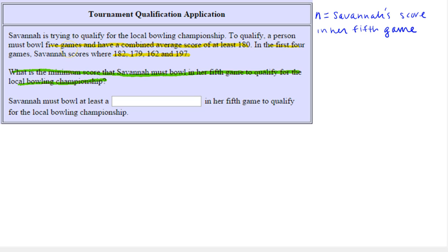And now let's look at the other information. So her 5 games must have a combined average score of at least 180. So remember, to find an average, you add up the numbers and divide by the number of numbers. So here, the numbers we're adding are her scores. So we need the sum of her scores divided by the number of games she plays. And this will be her average score.